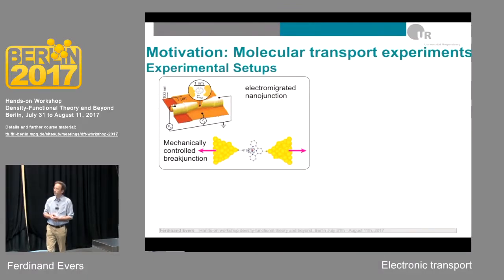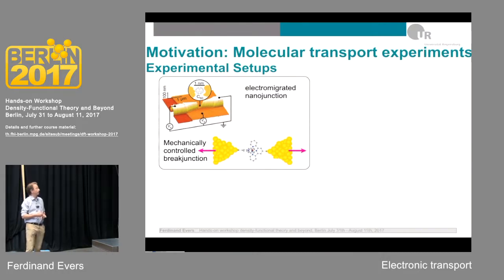So let me first, before I dive into the methods, give some illustration where situations arise where these methods would actually apply and what type of information they could yield. There is a set of experiments called mechanically controlled break junction experiments, where a molecule is contacted between the left and the right hand side lead, and a current is run through this molecule. What experimentalists measure is the IV characteristic, so how the current depends on the bias voltage.